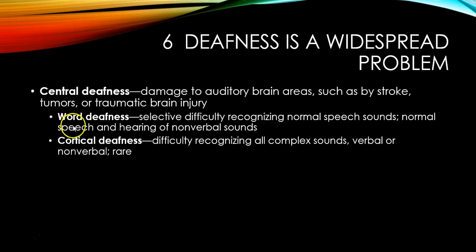In fact, some people can have what we call word deafness, which is particular difficulty recognizing normal speech sounds. They have normal speech, they're still able to speak. We think speech production is located in the frontal lobe, so they still have normal speech production, and they can still hear nonverbal sounds, but difficulty understanding words, basically. And cortical deafness, this is difficulty recognizing all complex sounds, verbal or nonverbal. This is very rare.